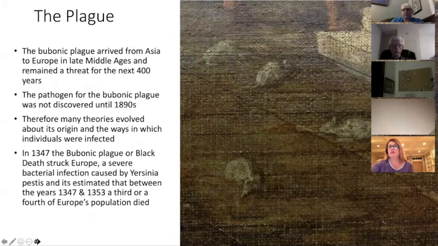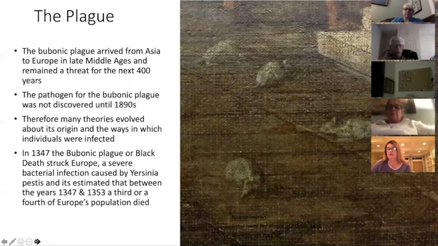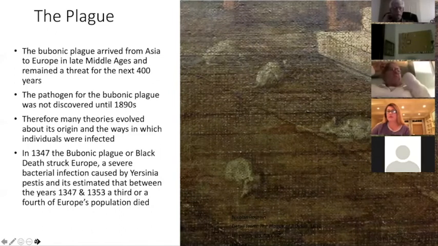Today, we know it was a severe bacterial infection. It's called Yersinia pestis, named eventually for the scientist who, in the late 19th century, made the discovery. Between the years 1347 and 1353, not even a decade, a fourth of the European population died.